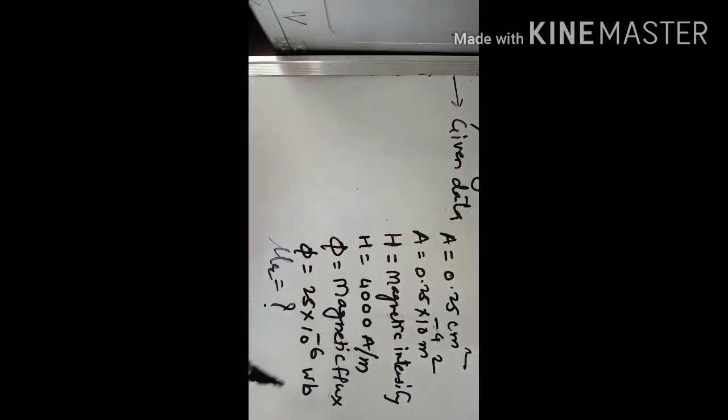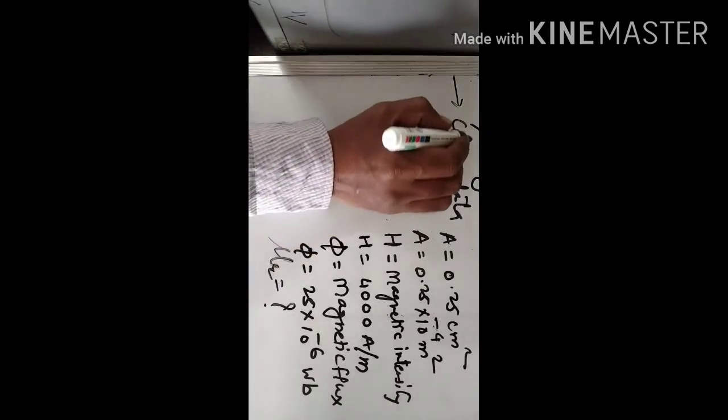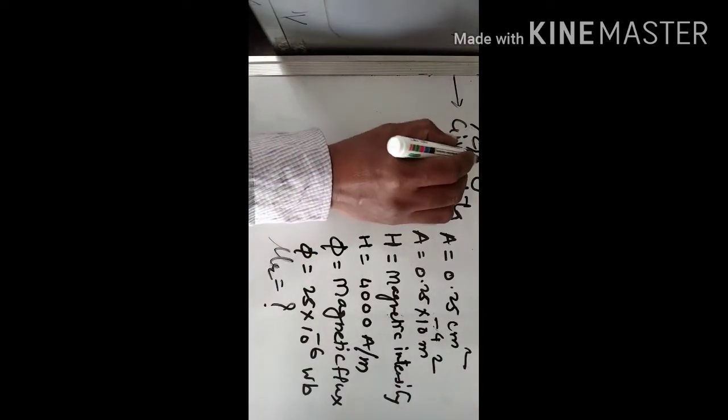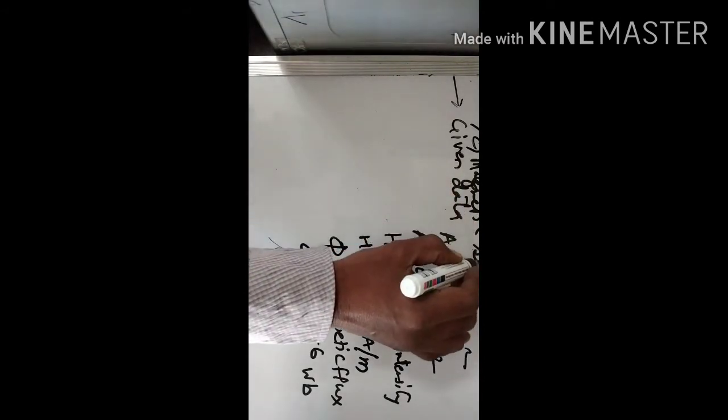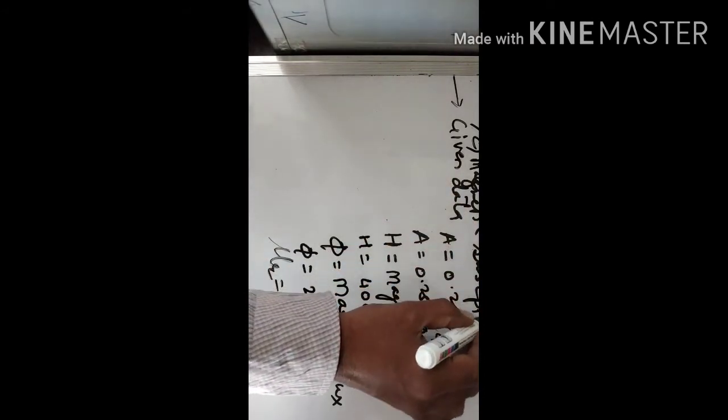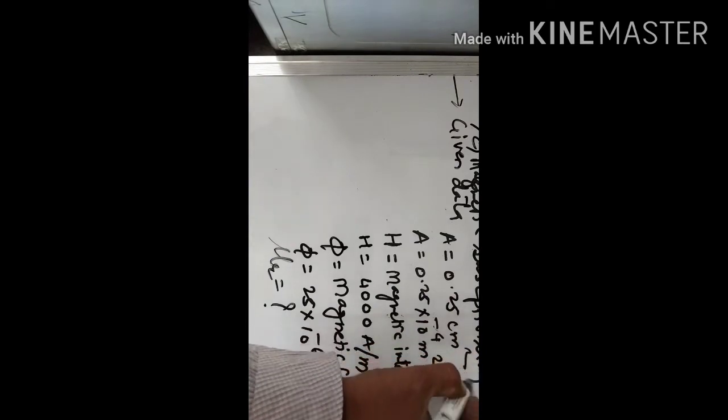Then again, relative permeability and magnetic susceptibility. Again the third one is there: magnetic susceptibility, that is chi. Then magnetization M. So all these have to be calculated.